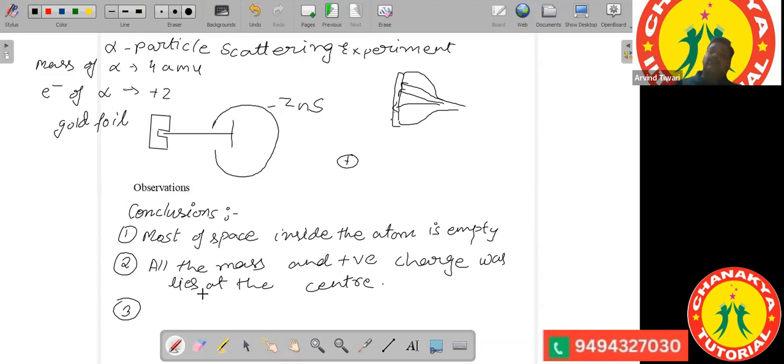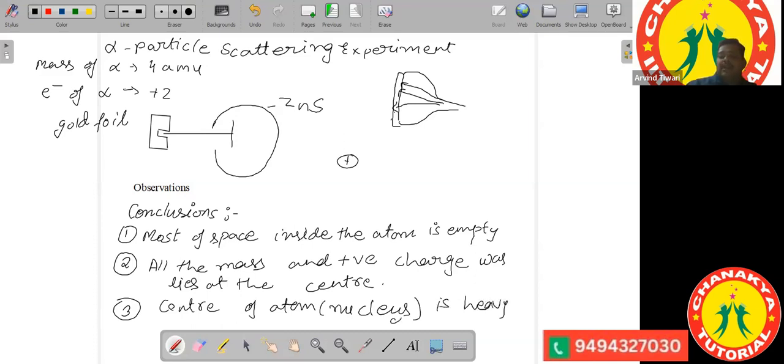Now the third point that he concluded: the center of the atom, which he also called the nucleus, is heavy and occupies a very small volume. It occupies a small volume as compared with that of the atom. So these were the three conclusions.